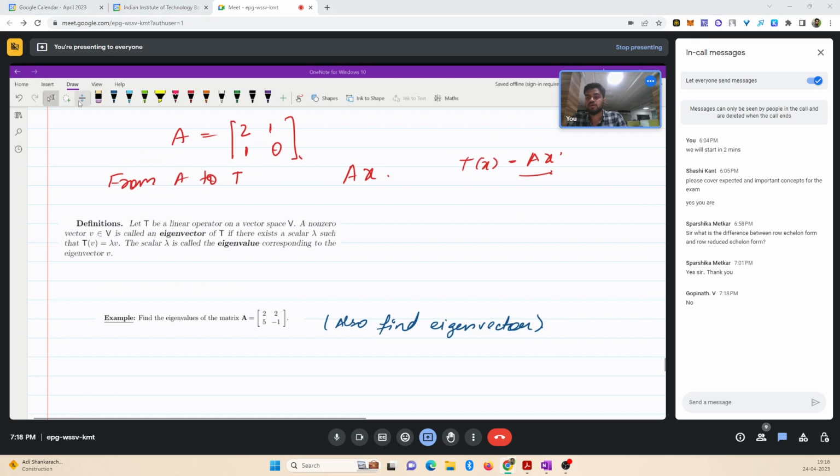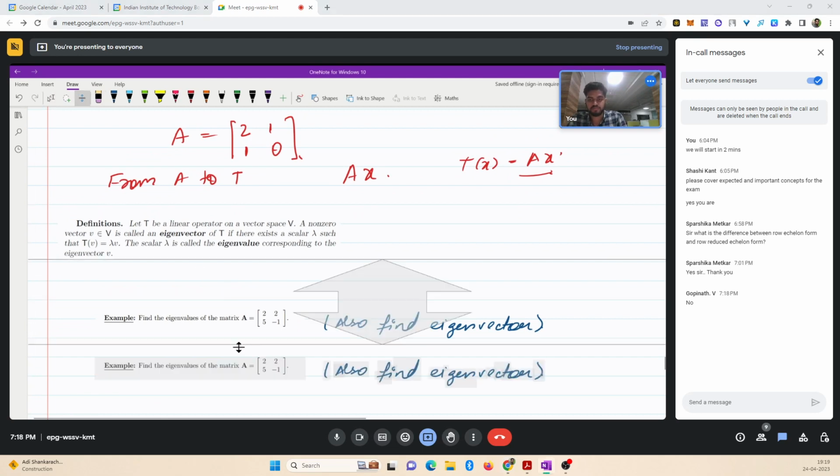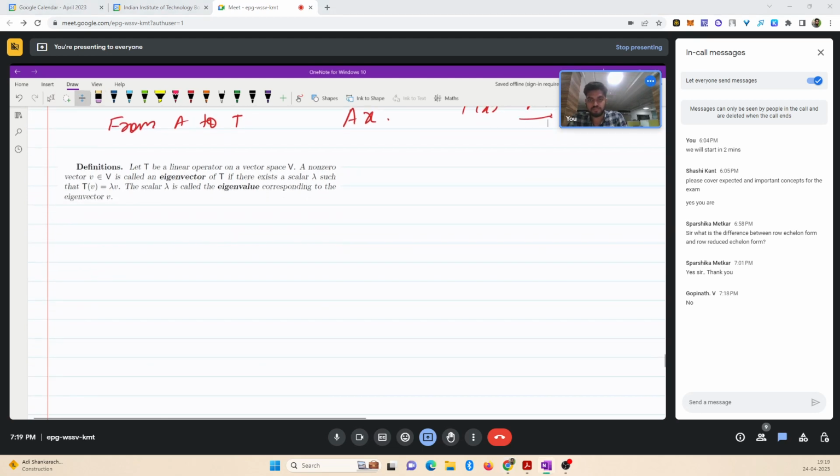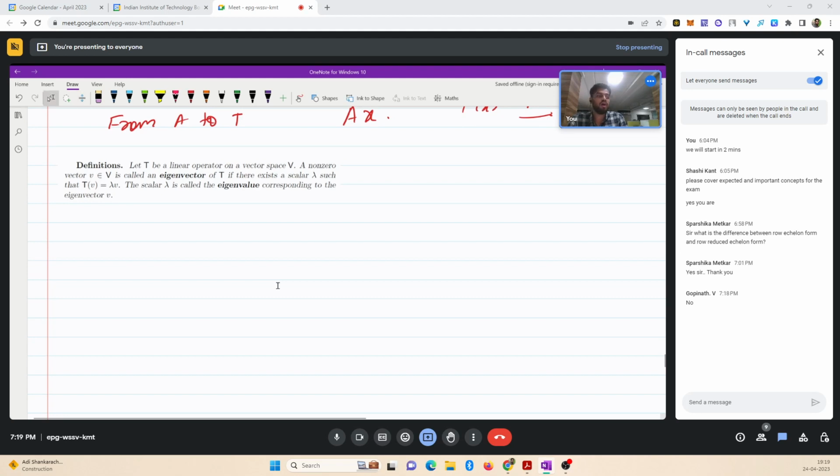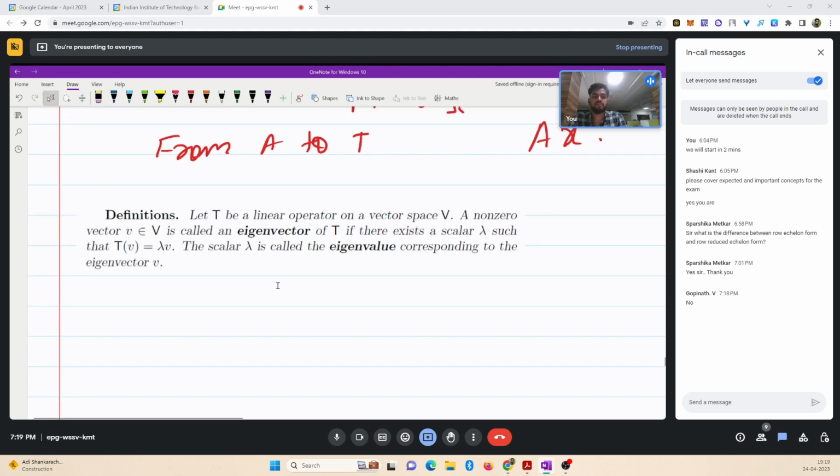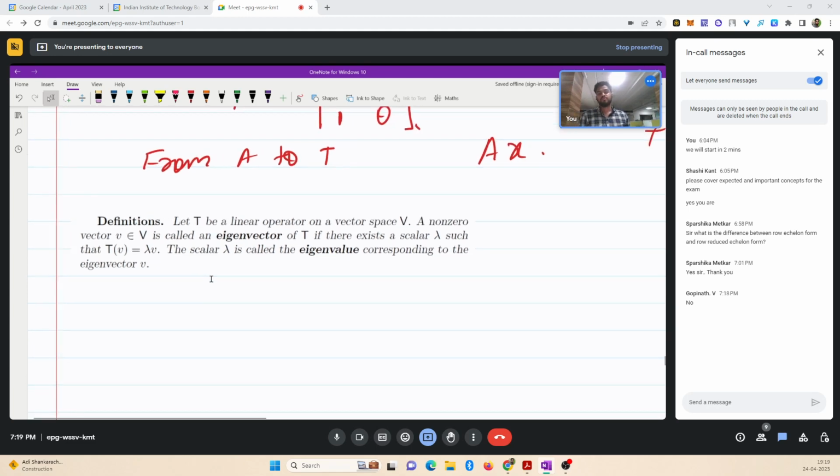I won't go into details on why we find eigenvalues and eigenvectors. I'll just tell you how we find eigenvalues and eigenvectors, because we have already covered I think 2 lectures on eigenvalues and eigenvectors. So right now I just want to revise how you find eigenvalues and eigenvectors.